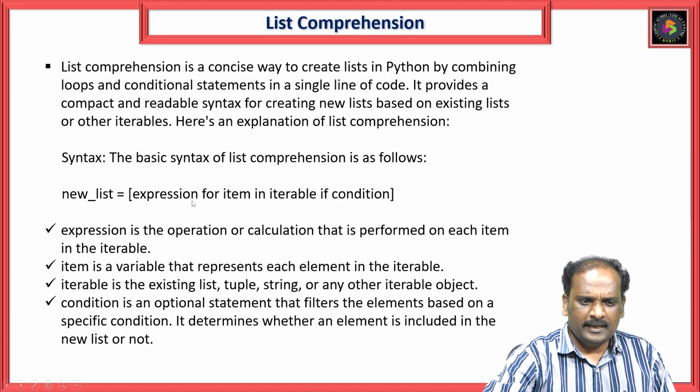So once again, the resultant expression is computed using each item from the iterable, with the if condition, which is optional. This expression is added into the new list for all the items in the iterable. Your expression is the operation or calculation that is performed on each item in the iterable. Item is a variable that represents each element in the iterable. Iterable is the existing list, tuple, string or any other iterable object. So the iterable can be a list, a tuple, etc.